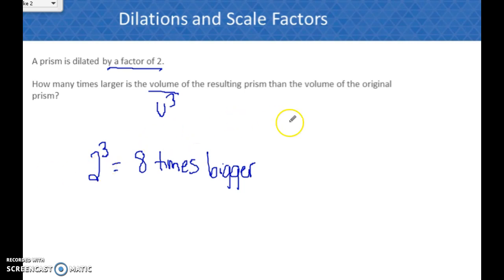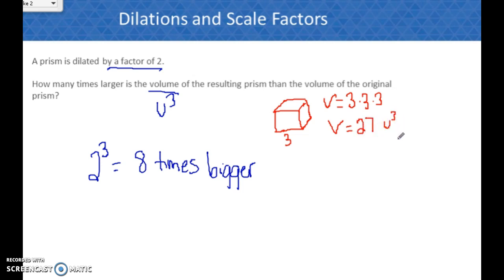So I have a cube, which I can't really draw, but let's pretend like this is my cube. And all of my side lengths are 3. So to find the volume of this, I would do length times width times height, or 3 times 3 times 3, and the volume of my made-up figure would be 27 units cubed.